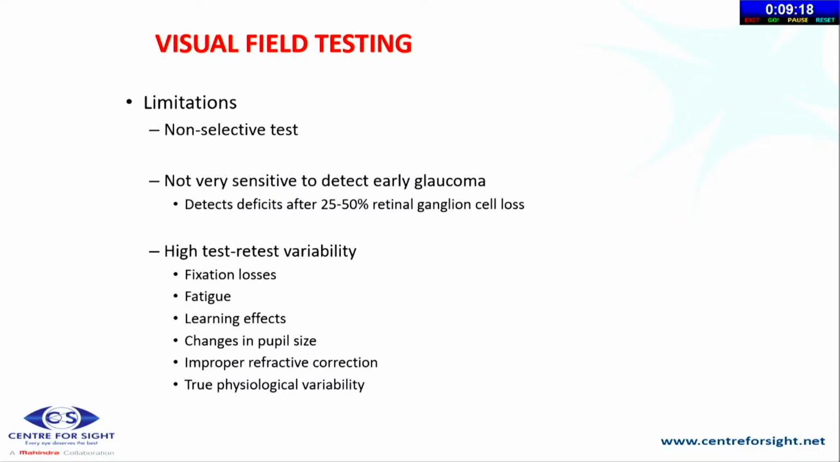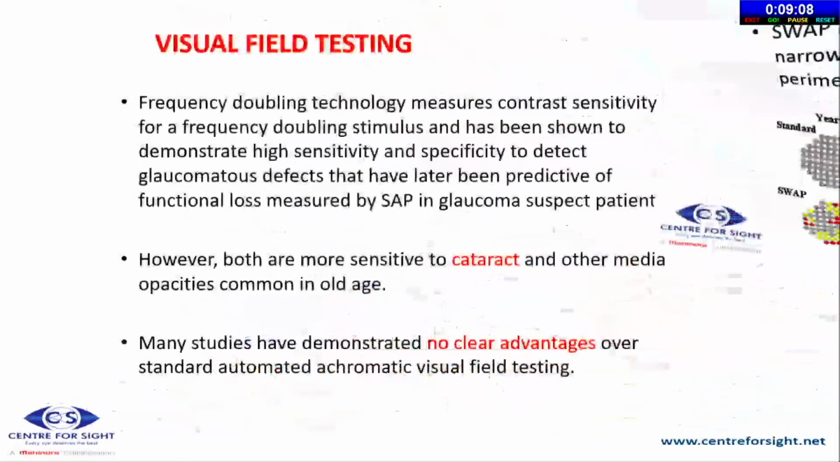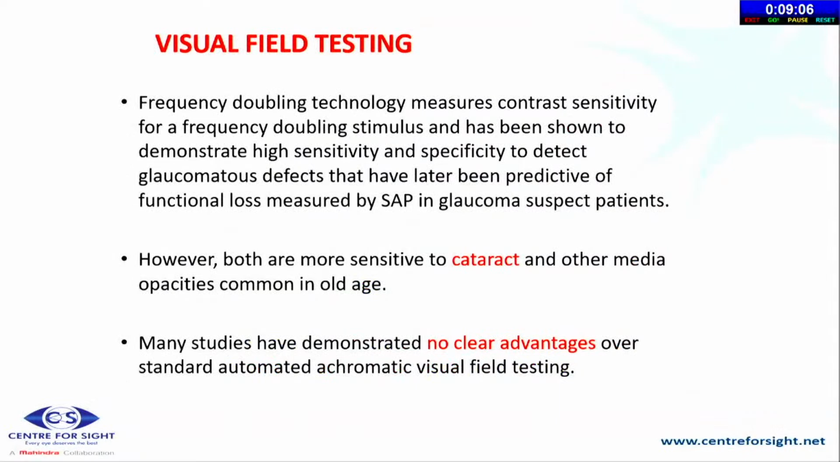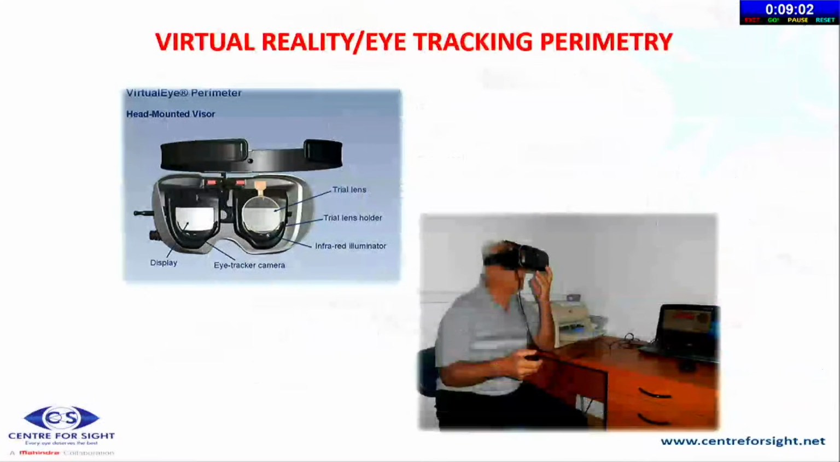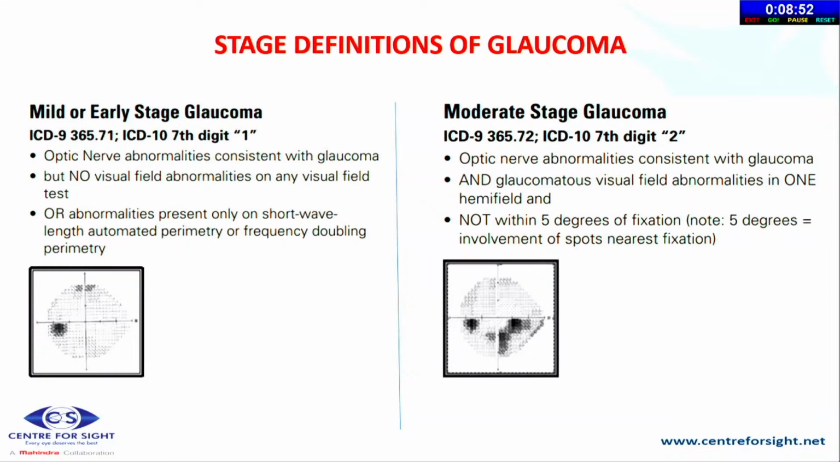So we need something to evaluate a pre-perimetric glaucoma, for which FDP and SWAP, that is short wavelength automated perimetry, were developed, but many studies have demonstrated no clear advantage now, and it's more of a theoretical question. Another recent advance that you can mention in your exams is virtual reality or eye tracking perimetry. That is becoming popular now.